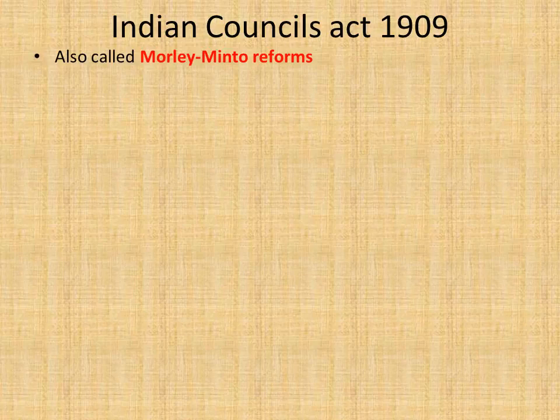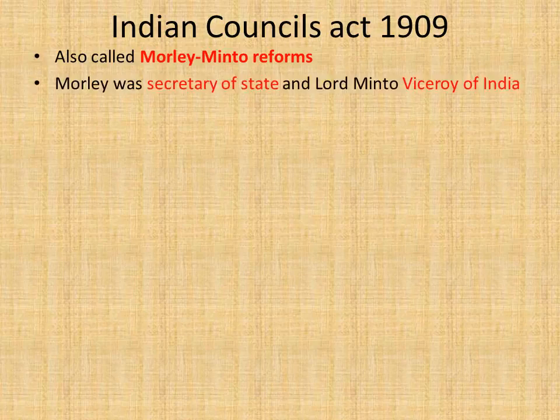Now who were these two, Morley and Minto? Morley was the Secretary of State and Lord Minto was the Viceroy of India. As we have already discussed, after the Act of 1858, two people were to rule India. They were the Secretary of State, who was to report to the Parliament, and the Viceroy of India.